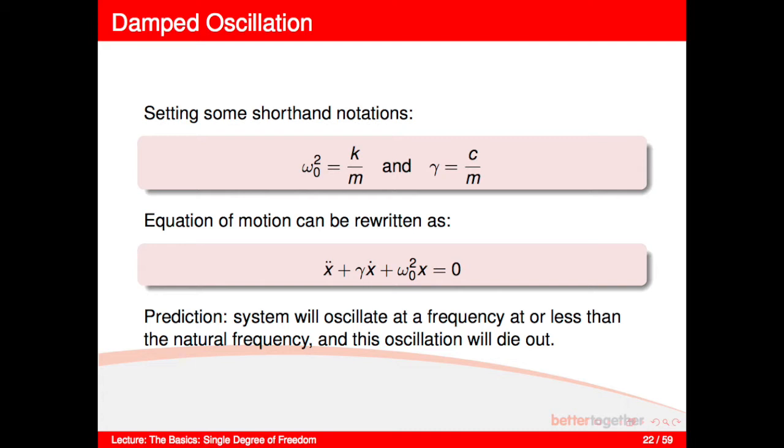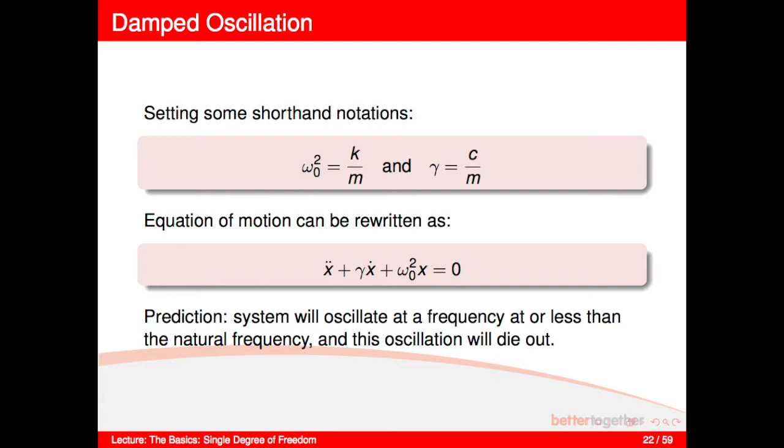Now the challenge is to find the solution x of t. x is a function of time. And we can make the prediction that the system will oscillate at a frequency at or less than the natural frequency. If you think about it, if damping is really low and you let the system oscillate, it's going to go backwards and forwards, and the frequency of that oscillation is going to be omega naught, because there's no damping. But as you increase the damping it will slow the motion down, because it's responsible for taking energy out of the system, and the force being applied is proportional to the velocity. So it's going to slow it down.